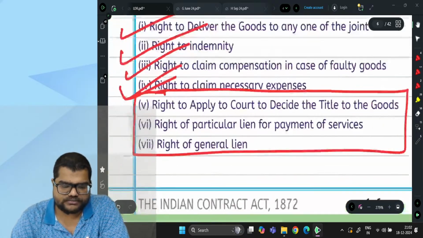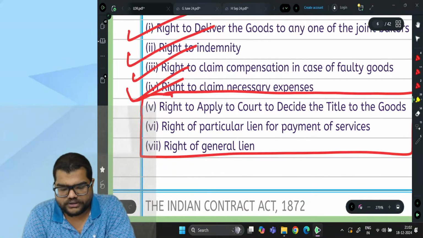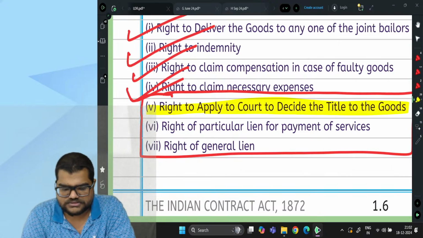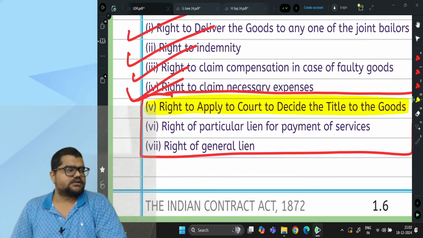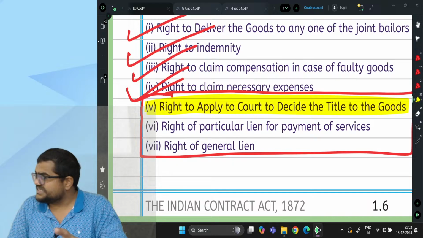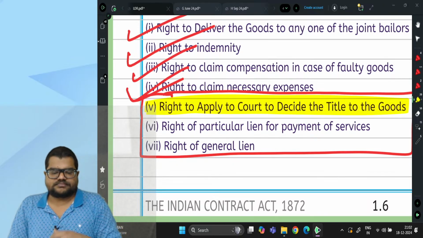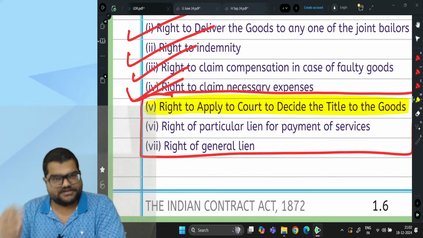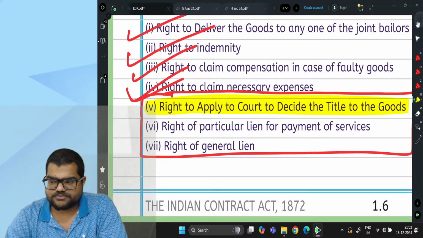This was this point: right to apply to court to decide title to the goods. Easy point, I would say. Particular lien and general lien will come in the next page. So let's wait for the same.